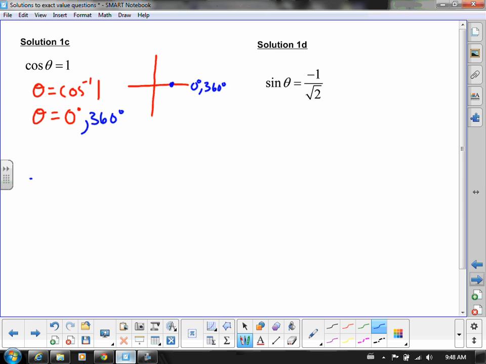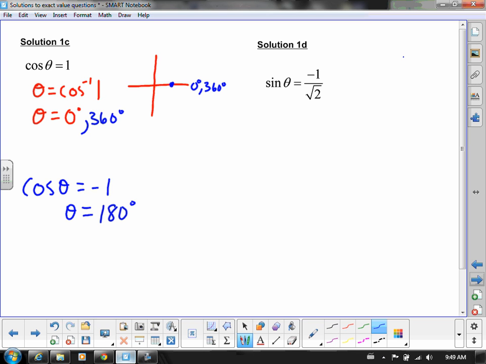If we were to say cos of theta equals -1, the only value that would work in that case would be 180. Now likewise, sine has a value of 1 at the 90-degree mark and then -1 at the 270-degree mark. So anytime you have 1 or 0, those values, you're actually on the axes.